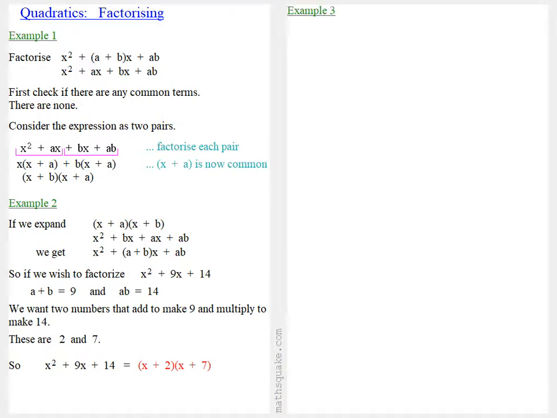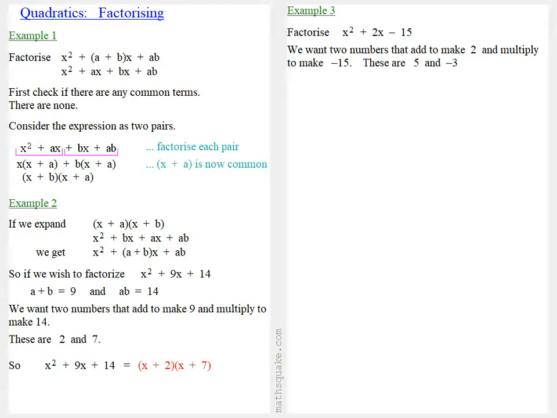So if we look at another example, factorise x squared plus 2x minus 15. We want two numbers that add up to make 2 and multiply to make minus 15. Well, 15 can only be written as 1 times 15 or 3 times 5. Well, to get two numbers that add to make 2, that must be 5 and minus 3. So, x squared plus 2x minus 15 is equal to (x plus 5) times (x minus 3).